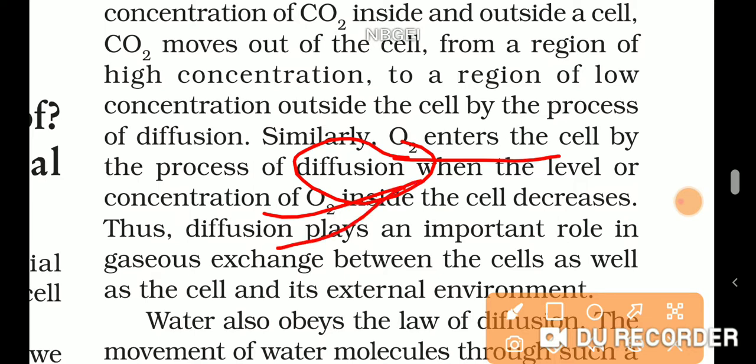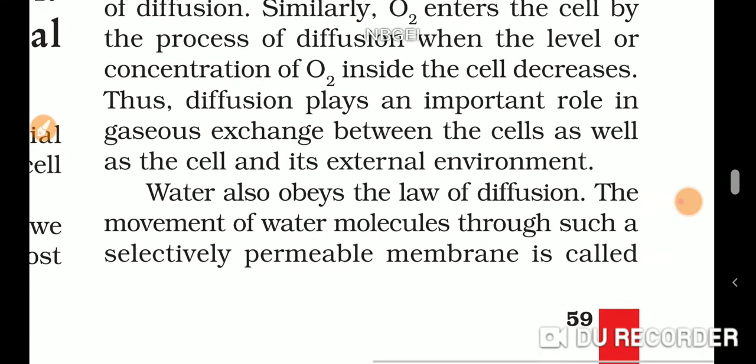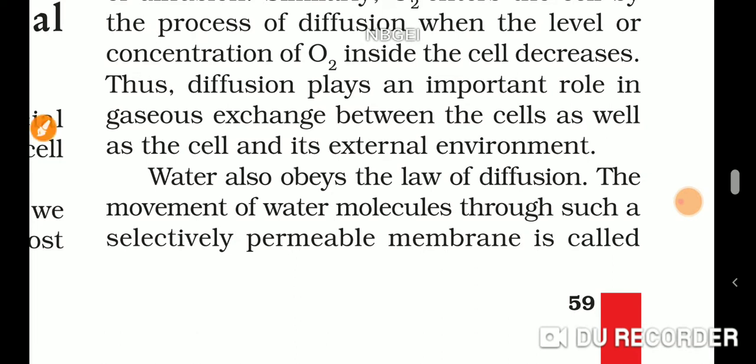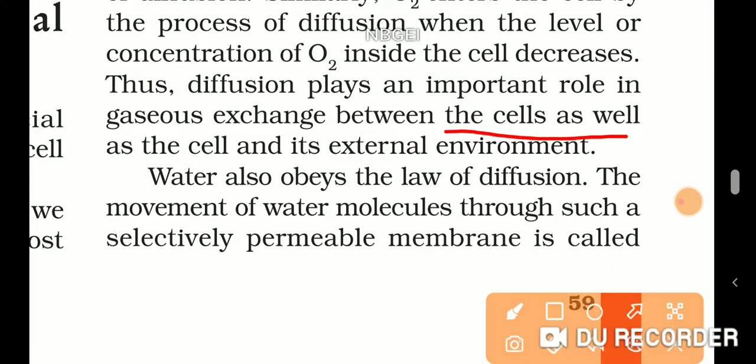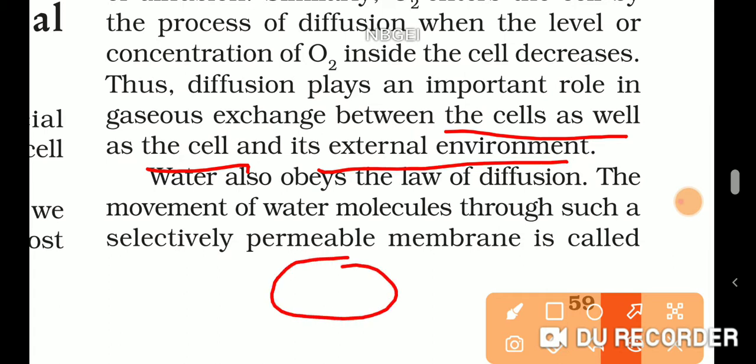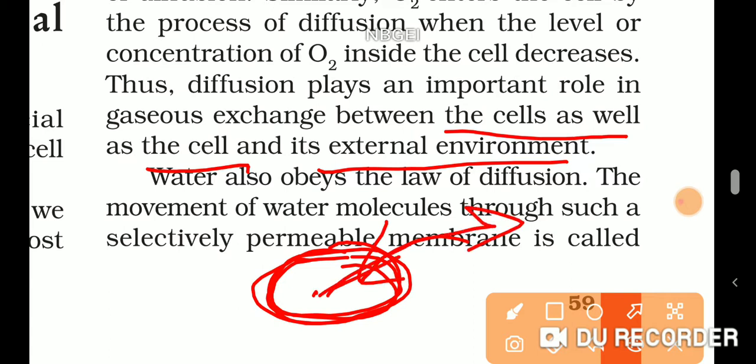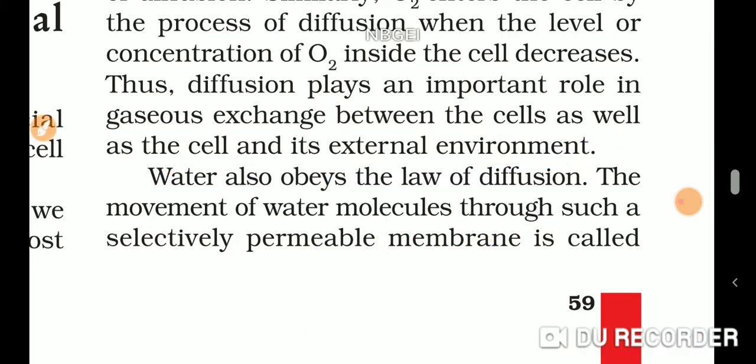Diffusion plays an important role in gaseous exchange between the cell and its external environment. Suppose this is a cell and this is the plasma membrane. The oxygen gas enters in, and through this door the CO2 gas is excreted out. This process is called diffusion.